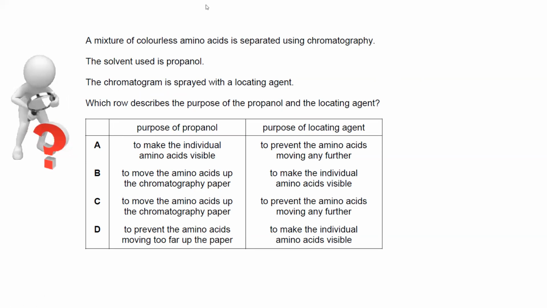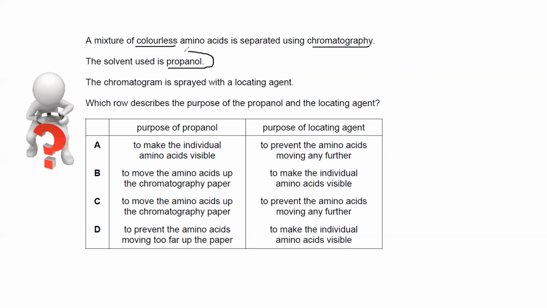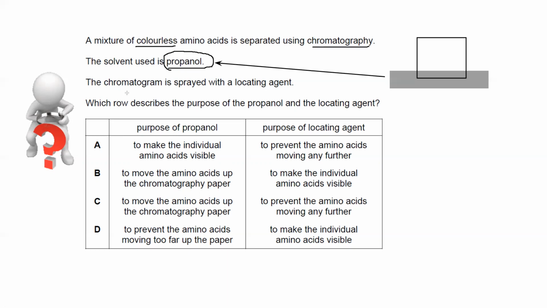What could be the right answer here? Amino acids are colorless acids, and they are separated by using chromatography. The solvent uses propanol. The solvent, the liquid which we are using in the case of amino acids, that liquid is propanol. The chromatogram is sprayed with a locating agent. Because amino acids are colorless, we use a locating agent to make them visible. Which row describes the purpose of propanol and locating agent? What is the purpose of propanol and what is the purpose of the locating agent?